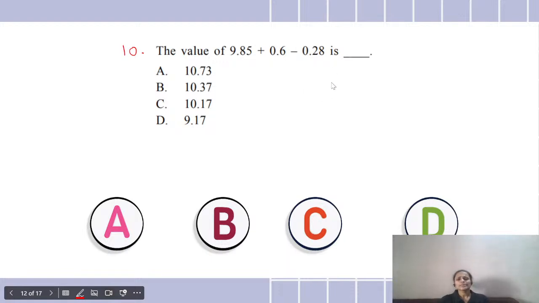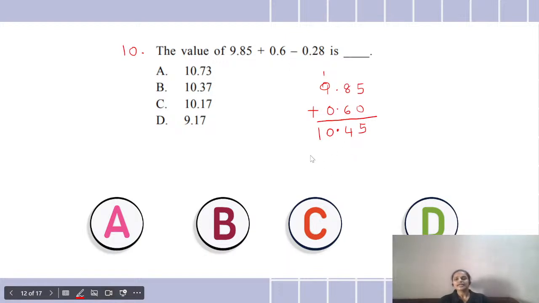So it's a very simple operation. We have 9.85 plus 0.6. So we'll do one at a time, right? First, we'll do the first two numbers. So what do I get? I get 5, 14, and 9 plus 1, 10, right? And the decimal comes as it is.